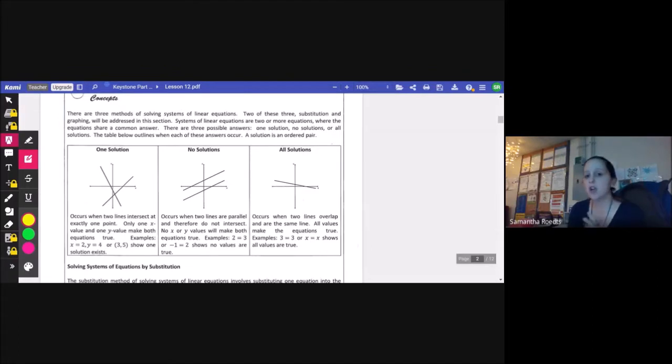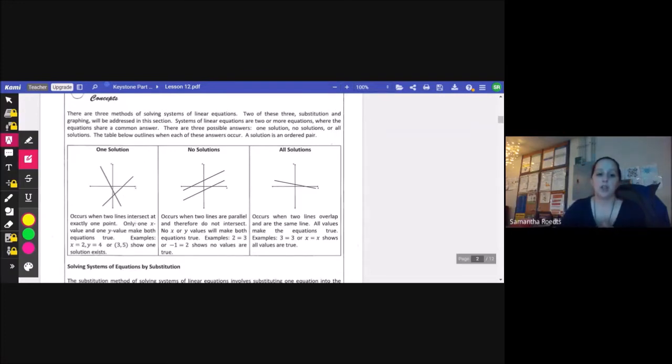Systems of linear equations are two or more equations where the equations share a common answer. There are three possible outcomes. You can have one solution, where the lines intersect, no solution, or two parallel lines, or all solutions, where you have one line right on top of the other line. The table below outlines when each of these answers occur, and a solution is an ordered pair.